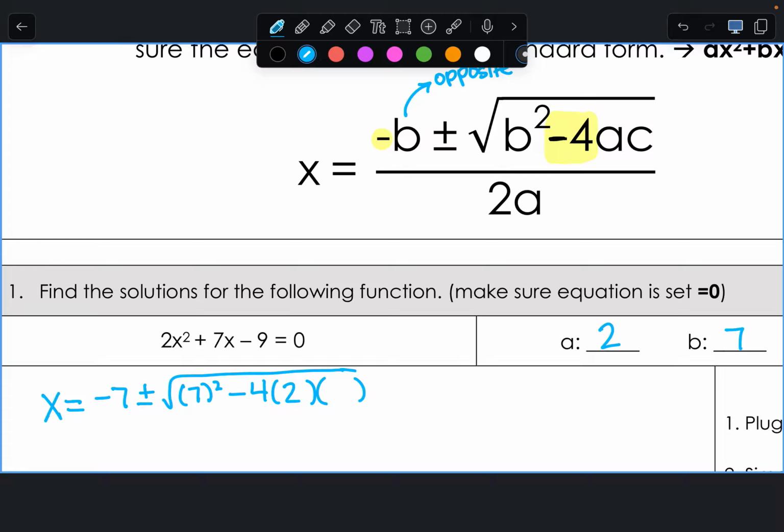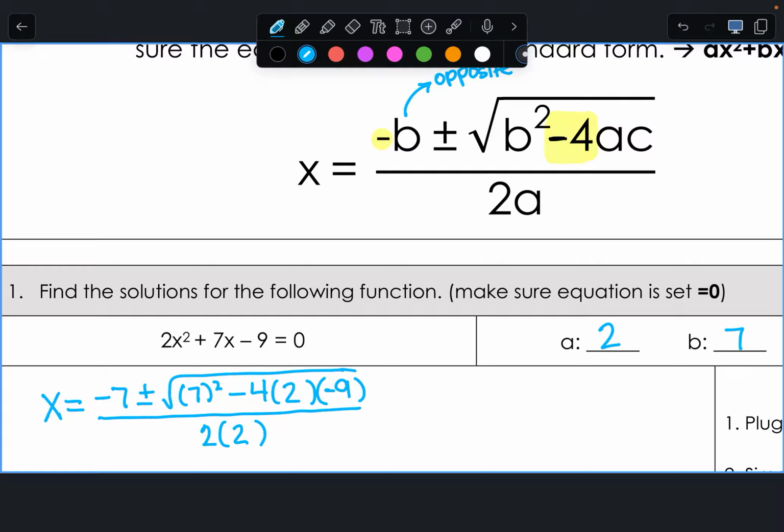Now you draw a very, very long fraction bar, because that fraction bar goes under everything, not just under the square root, under everything. And you divide that by 2 times A. So in this case, 2 times 2. Can we type all of this into a calculator? No.